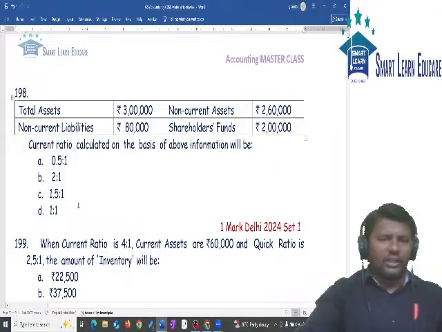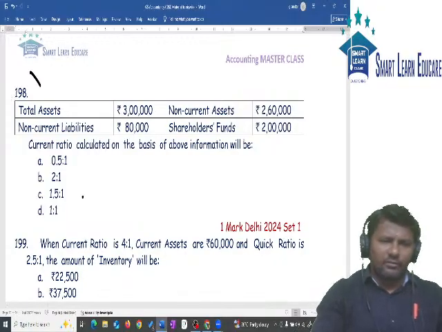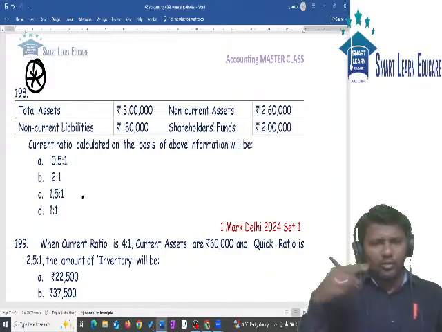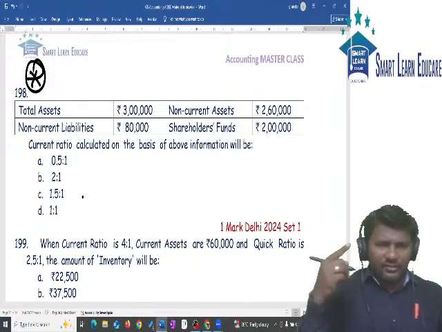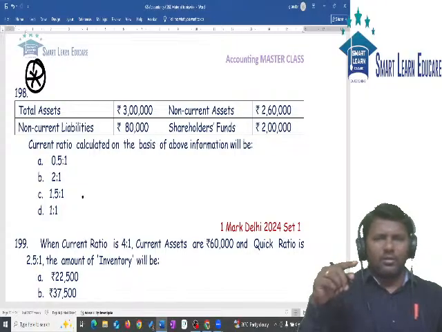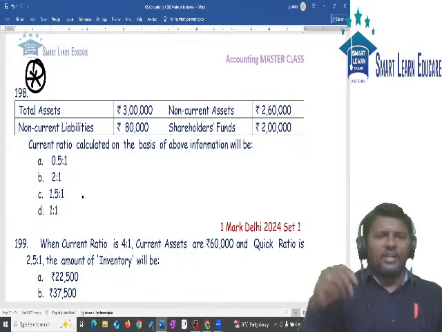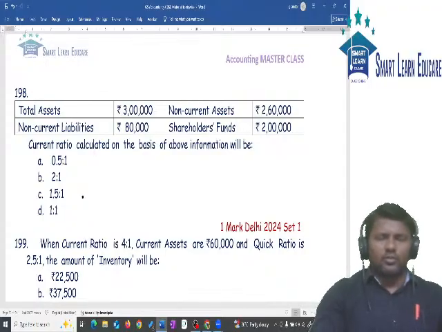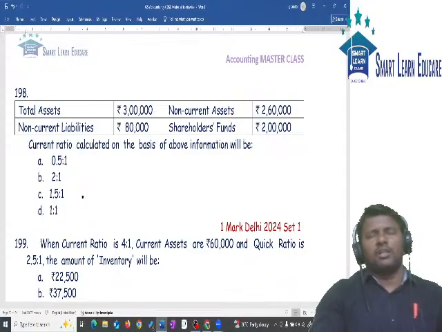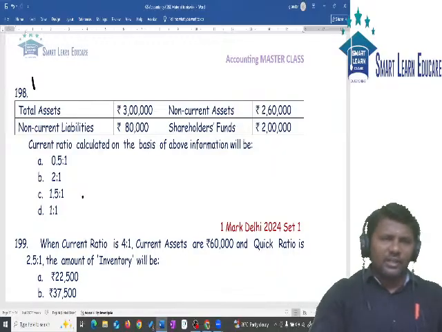Question number 198. This is important. In this question we will learn one logic. That logic will be used in many questions. Even this will be helpful for answering many questions. If you understand this shortcut, it will help in understanding many questions. Many times, especially when you do the ratios relating to solvency, this type of approach will help you.